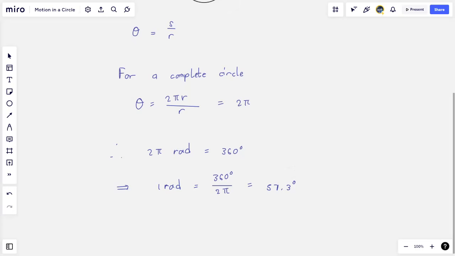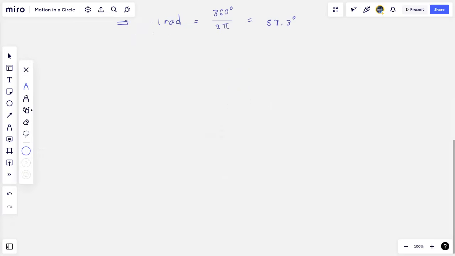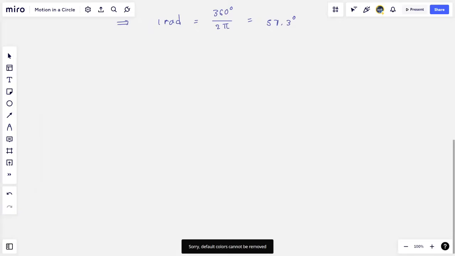And so our unit of measure for angles at least for now, will be the radian. And so we can define another quantity based on this. We can define something called the angular speed.